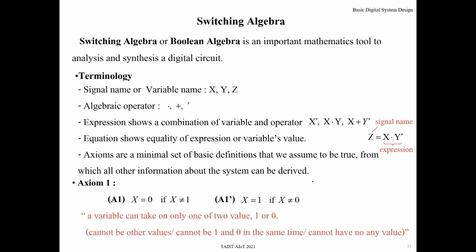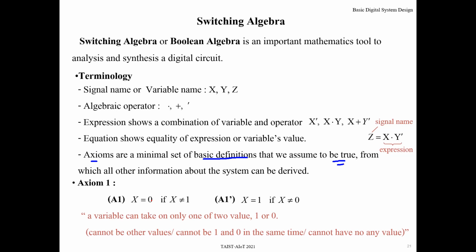This one just shows the combination of variables and operators. And if you assign the value of this expression to, maybe, the output signal, you use an equals sign, an equation, to express that this value is assigned to this one. And an axiom is a minimal set of basic definitions assumed to be true, from some condition of the system. We need not prove it because it is true by definition.